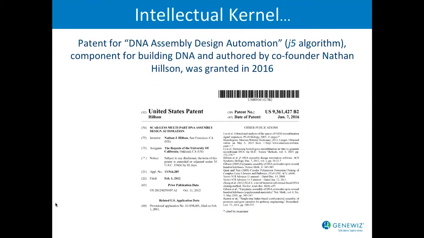We have a piece of intellectual property, the core intellectual kernel, I call it, for the software: a patent for the J5 algorithm, which comes from the Joint Bioenergy Institute, and serves as the magic cookbook aspect of the software. You tell the software what you want to build, and the software will tell you how to build it. Not only can it generate a protocol in a human readable form, but it can also generate a protocol in a machine readable form.